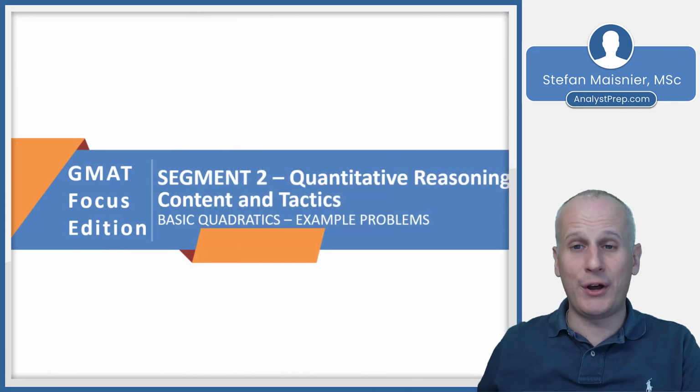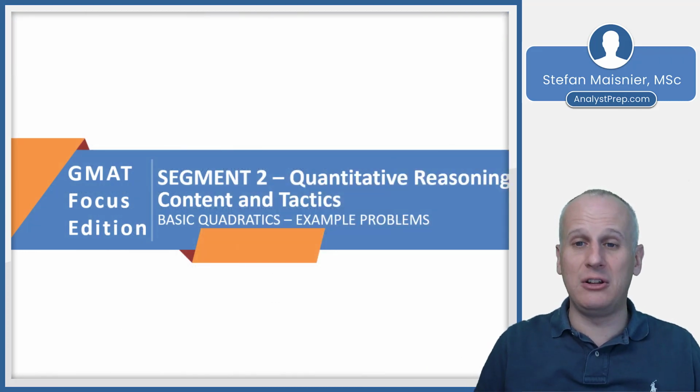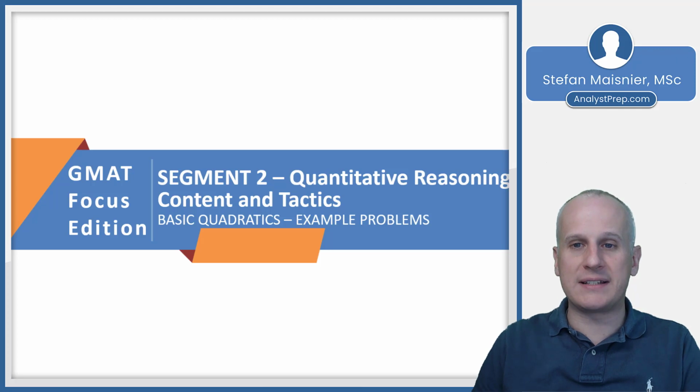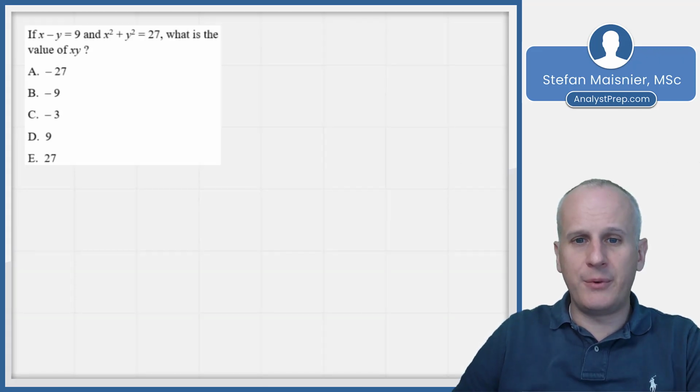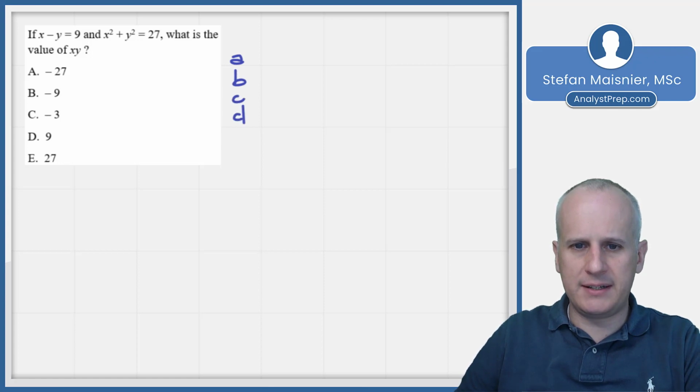So let's go on over to the whiteboard and take a look at how quadratics can present themselves in problem solving questions within the GMAT Focus quantitative reasoning section. So here we have a sample problem solving question, A, B, C, D, E. As always, put a little line over top, and we skip to the end. We see that we are being asked for the compound value of x times y.